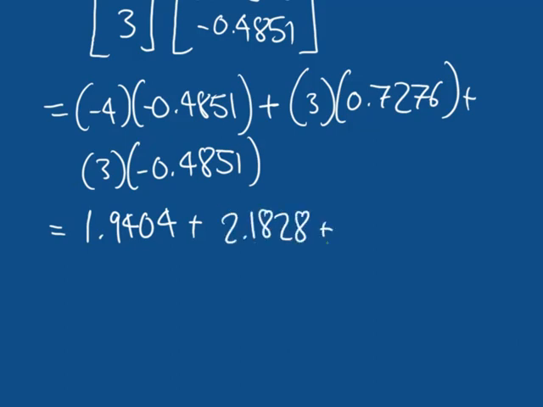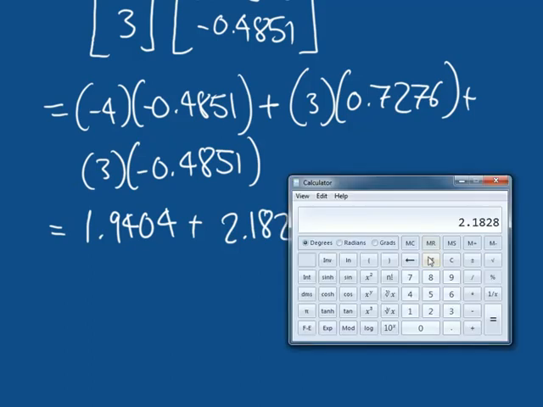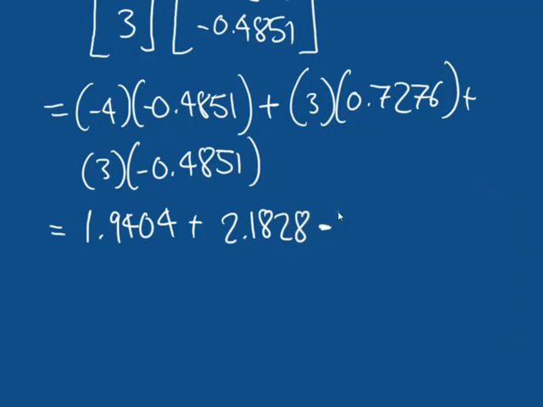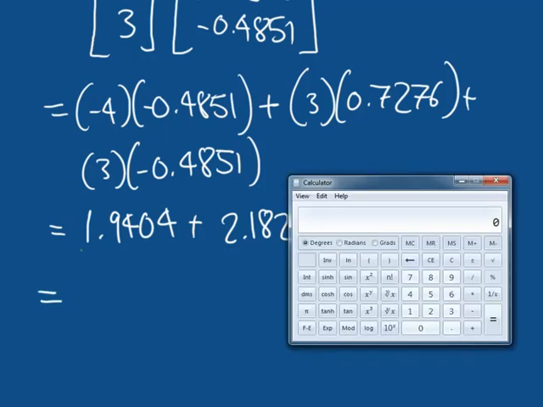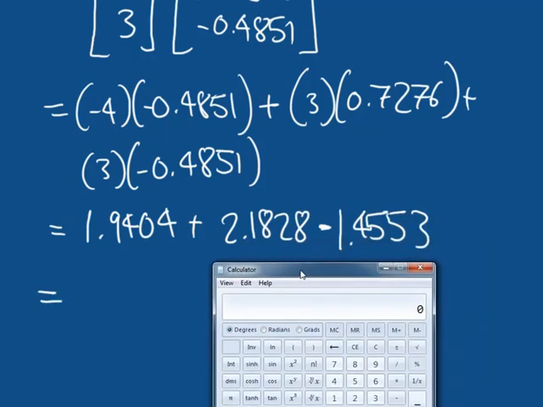2.1828 plus, well, I know I've got a positive number multiplied by a negative number, so this is actually going to become a negative, and then I'm just going to multiply the two numbers together as if they were positive, just easier on this calculator. So times 0.4851, so that's 1.4553, but we know we're subtracting 1.4553.